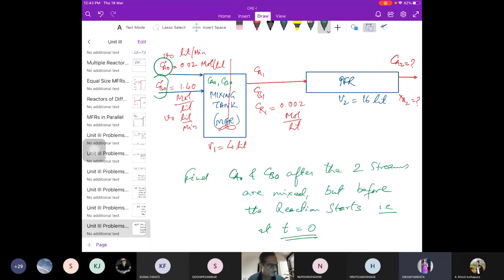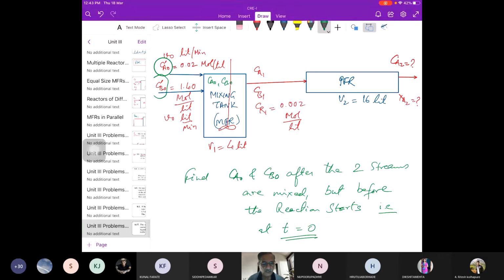CA naught is 0.01 moles per liter. CB naught 0.7. और किसका हो गया? Raise your hand. बाकी लोग क्या सो रहे हैं क्या?